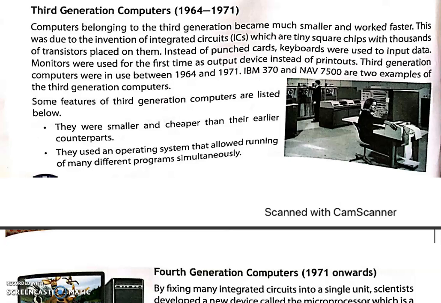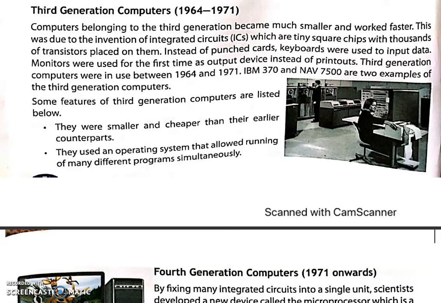If you saw, in the first generation and second generation computers, there were no monitors. All the information which we got from the computer was in the form of printout. But from the third generation onwards, we could instantly see the information on the computer screen with the help of a monitor. Third generation computers were in use between 1964 and 1971. IBM 370 and NAV 7500 are two examples of the third generation computers.